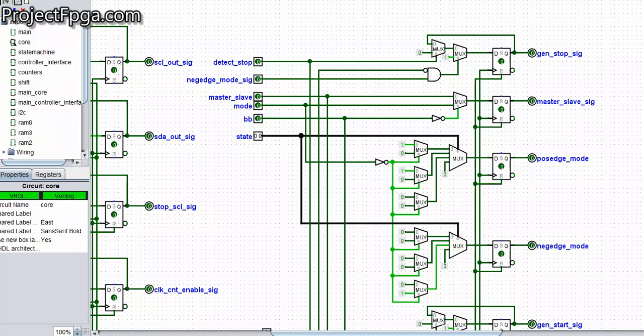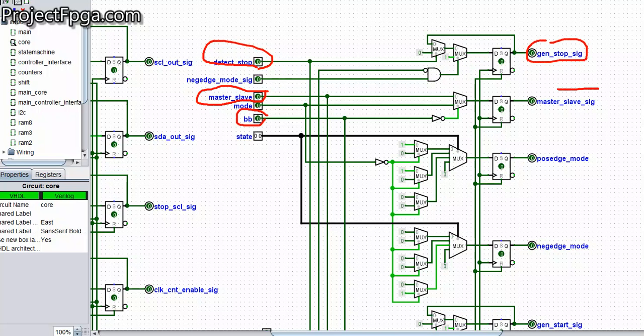Remember I told you the master slave, what it does. If it's 1 it is a master, if it's 0 it is a slave. The BB means bus busy. It turns on whenever the bus is busy. Detect stop is used to detect a stop condition. So then the gen stop is used to stop the master.